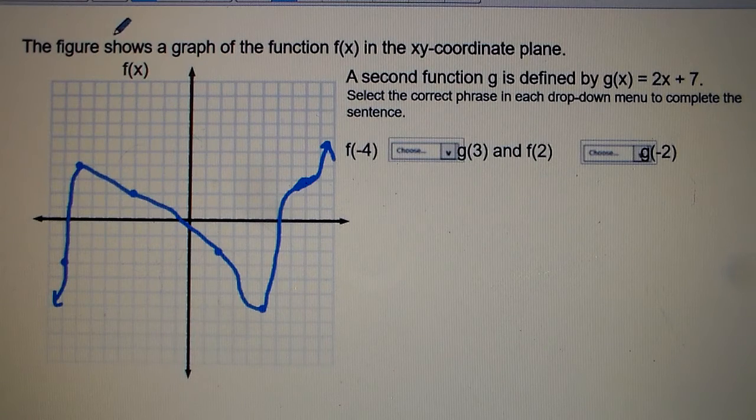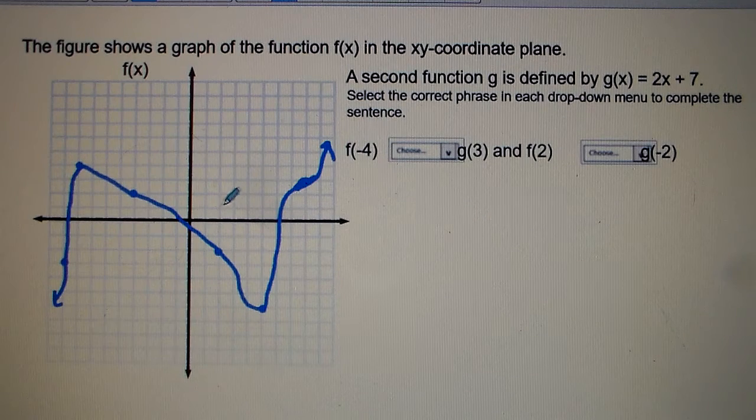So it says the figure shows a graph of the function f of x in the xy coordinate plane, like you see over here. The second function, g, is defined by g of x equals 2x plus 7, which is given to us up here in the upper right-hand corner. Please select the correct phrase in each drop-down menu to complete the sentence. So f of negative 4 compared to g of 3.